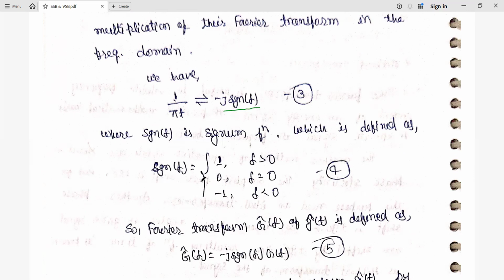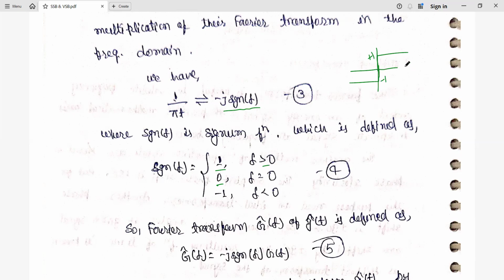It is the function which has the value 1 for the positive frequency, 0 when the frequency is 0, and negative when the frequency is negative. So for this signum function, you can see, for the positive frequency, its value is +1. For the negative frequency, its value is -1.